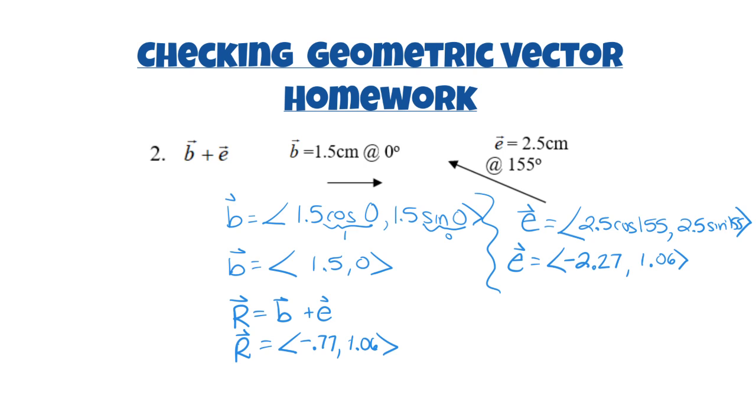I'm running out of room, so I'm going to change colors in case this gets a little cluttery. So the magnitude, remember, is going to be the square root of, be careful with that negative right there, make sure that gets in parentheses, plus the 1.06 squared. But I'm going to go ahead and use full values as I do it.